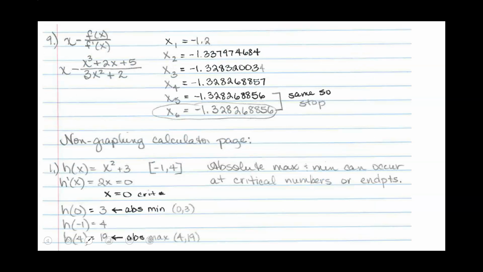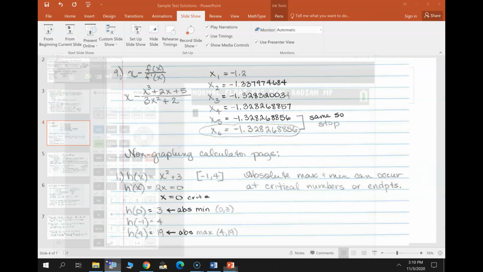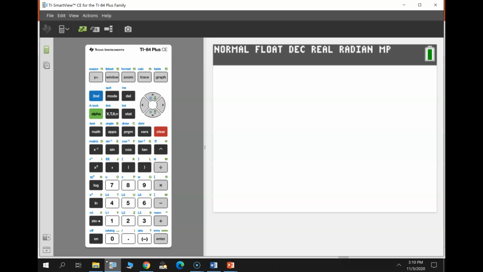All right, then number 9, we had Newton's method, and for Newton's method, remember that you're going to give your setup equation, x minus the original divided by the derivative, and then you're just going to give the list of successive approximations. That's the only work that you have to show. So here's our original function, and we've got its derivative in the denominator, and they also told us where to start. So let's go look at our graphing calculator.